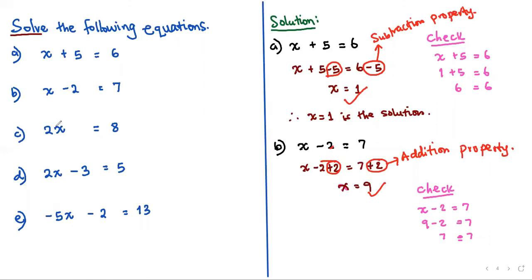Now let's have another example. We get part C. 2x is equal to 8. This is part C. Okay. So if we have 2x is equal to 8, and we need x alone, we can divide by 2 on both sides. You see that?